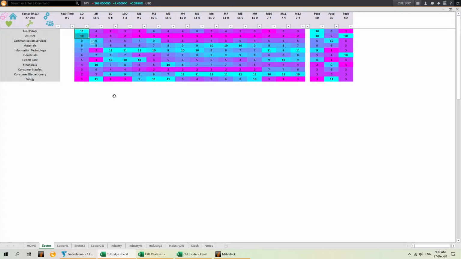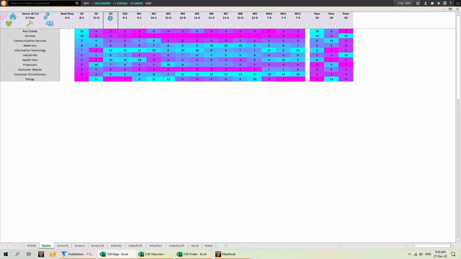What can we see? On the last trading day, real estate, utilities, and then communication services are the strongest sectors. Those are defensive sectors, especially real estate and utilities. At the bottom are the worst performing sectors: energy, consumer discretionary, consumer staples, financials. Consumer staples is a defensive sector. The others, financials, consumer discretionary, energy, are non-defensive sectors. So at least on the last trading day, defensive sectors did better overall.